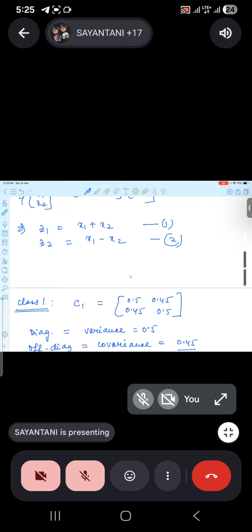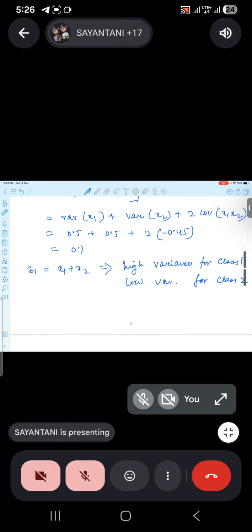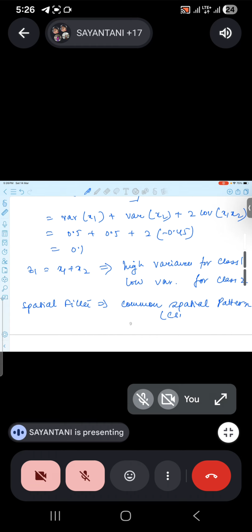Okay. So this is how we are going to calculate spatial filters. The method which we utilized over here of spatial filters is referred to as a common spatial pattern, that is CSP. This is a basic CSP algorithm. There are variants of CSP algorithms, but we covered the common spatial pattern algorithm, the very basic one.